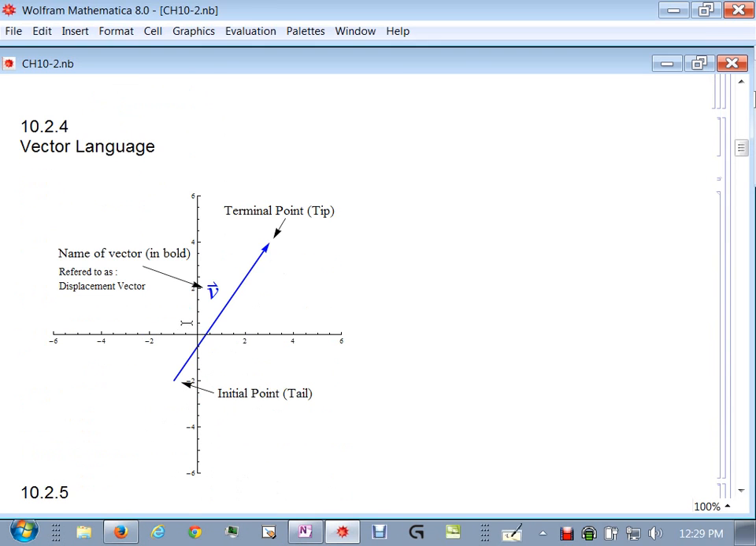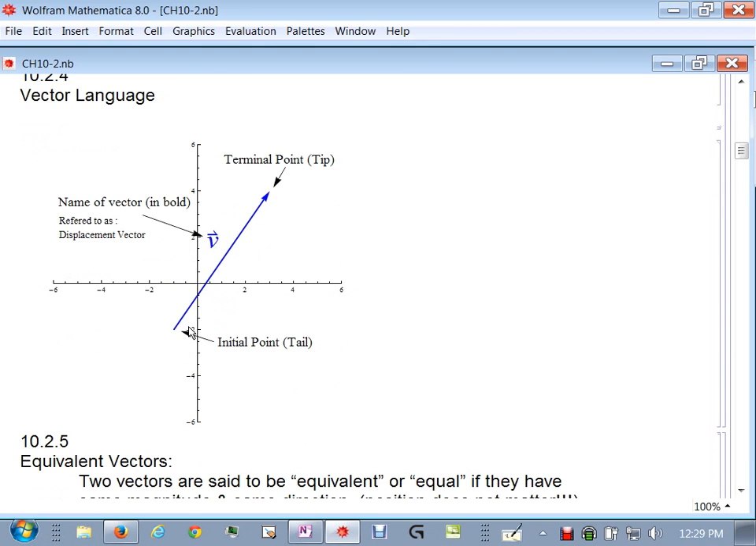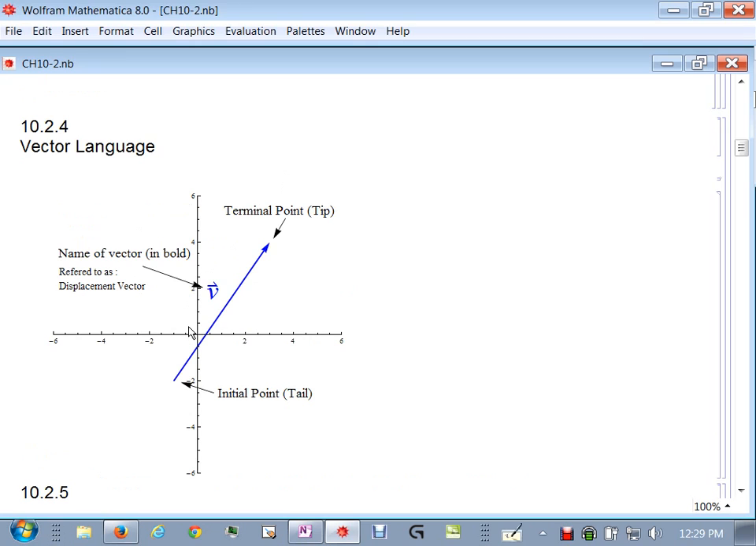But let's get some of the language out of the way. For a vector, we denote a vector with this little half arrow. That lets you know we're talking about a vector instead of a line segment. A line segment is just a line that goes from one point to another. That's a segment. This is a vector, two different things.